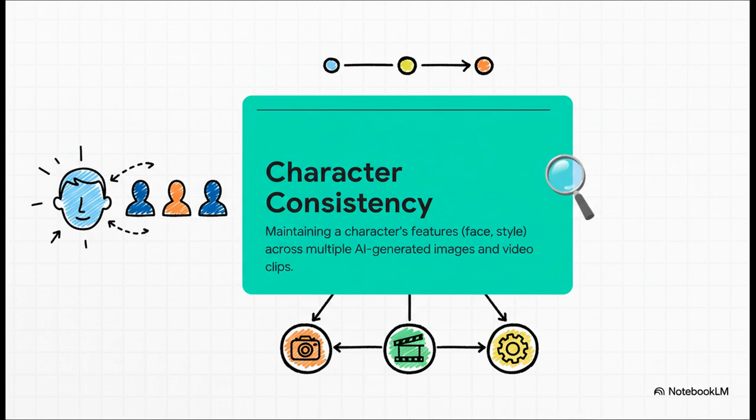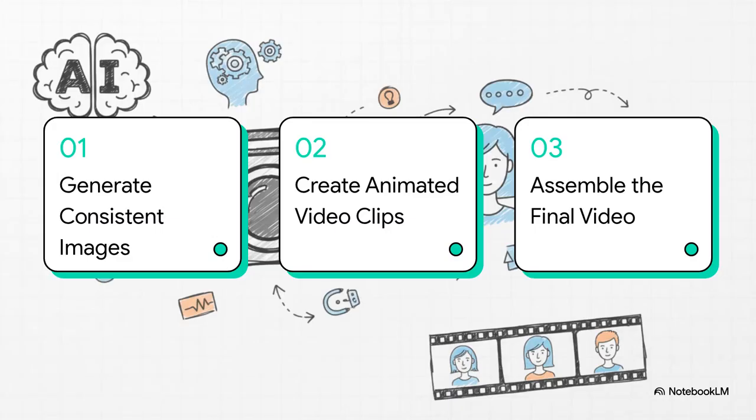We're going to walk you through the entire process, and we've broken it down into 3 main stages. Okay, so our game plan is simple. First, we're going to generate all our consistent images. Then, part 2 is turning those static images into cool, animated clips. And finally, we'll bring it all home by assembling the final video. Let's dive right in at the beginning, building that solid visual foundation.